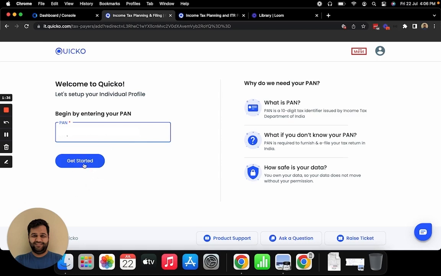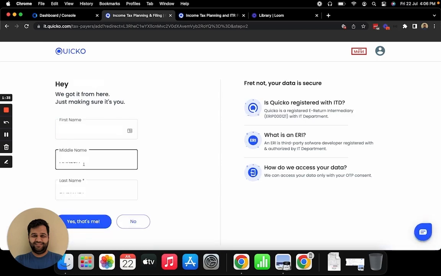Great. So once you enter PAN, click on get started. PAN is permanent account number. That's a unique identifier issued by income tax department to all the taxpayers. As soon as you enter PAN, Quicko automatically identifies you and shows you your first name, middle name, last name. Now this is very important.